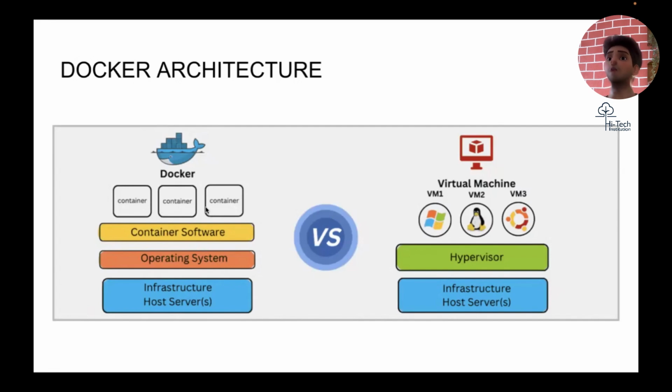Similarly, we have container 1, container 2, container 3. We would be able to create an application. We'll be able to deploy our application. Okay. So the biggest advantage, Docker is open source, not like a hypervisor, which is paid.